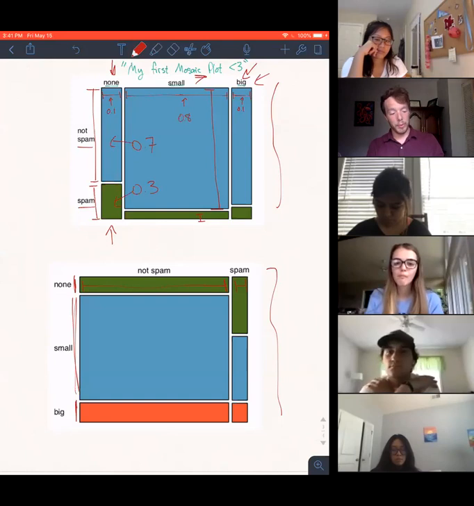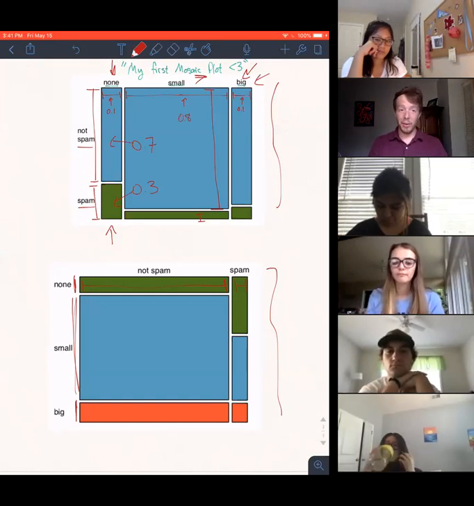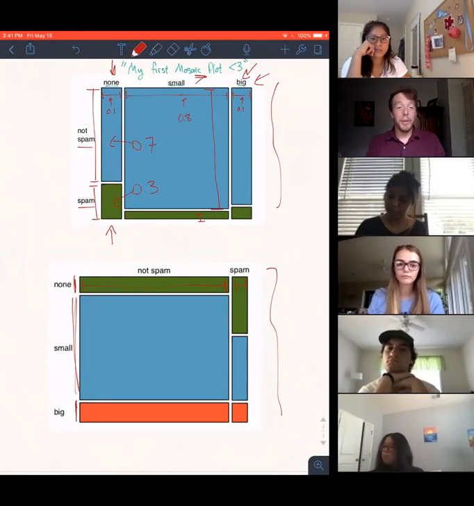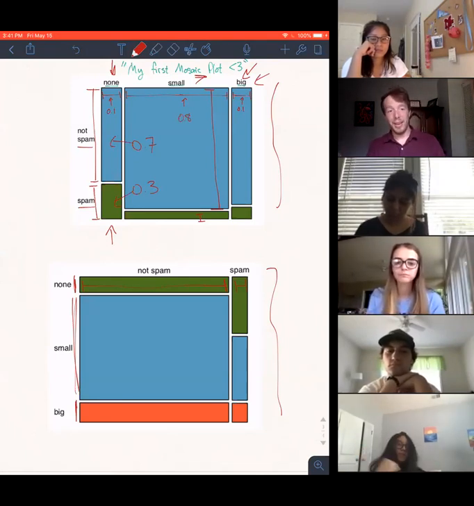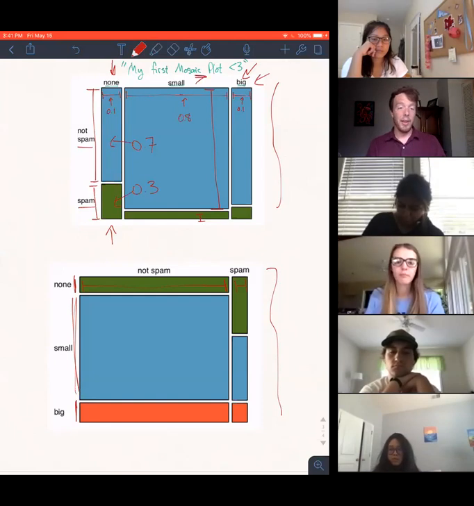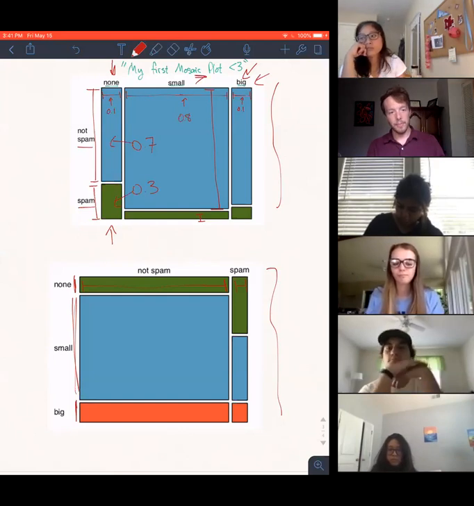And what I would read from this plot is, well, if my number is none, the proportion of spam in the none category is bigger than the proportion in any other category. So if you were to give me a number, none, small, or big, and you were to ask in which one would I expect to have spam the most, I would say none, because I've observed that within the none category, the proportion of spam is the highest. Does that answer your question?